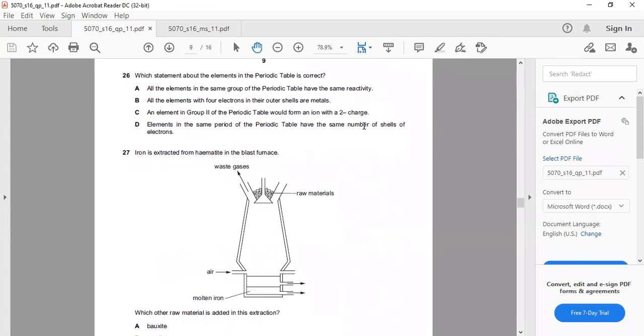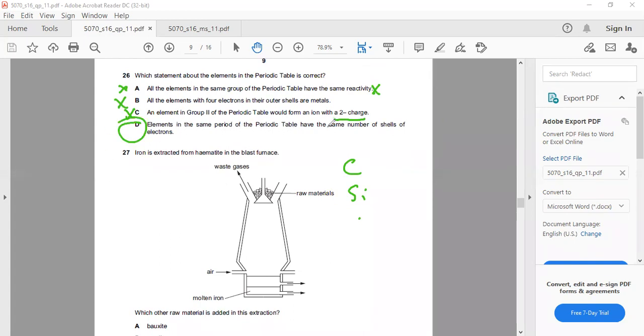Next question is about the periodic table. All the elements in the same group of the periodic table have the same reactivity. Wrong, because the reactivity in group 1 increases down the group and in group 7 decreases down the group. All the elements with 4 electrons in the outer shell are metals. Wrong. Carbon is a non-metal. Silicon is not a pure metal. All the elements in group 2 would form an ion with 2 minus charge. Wrong, it is 2 plus charge.